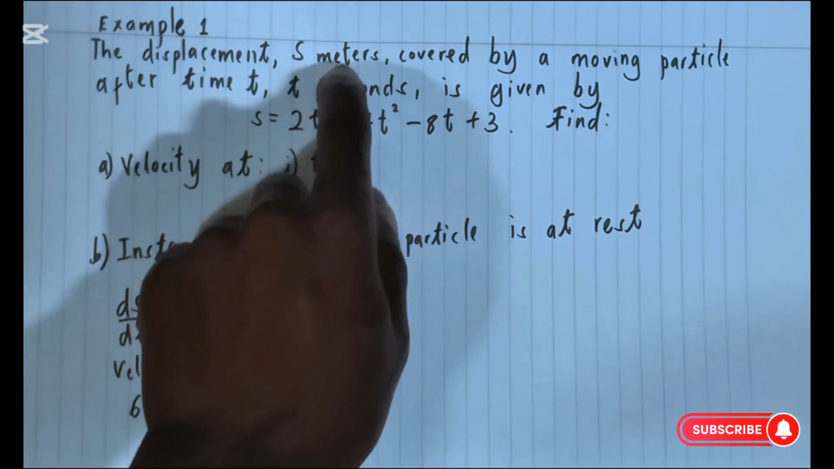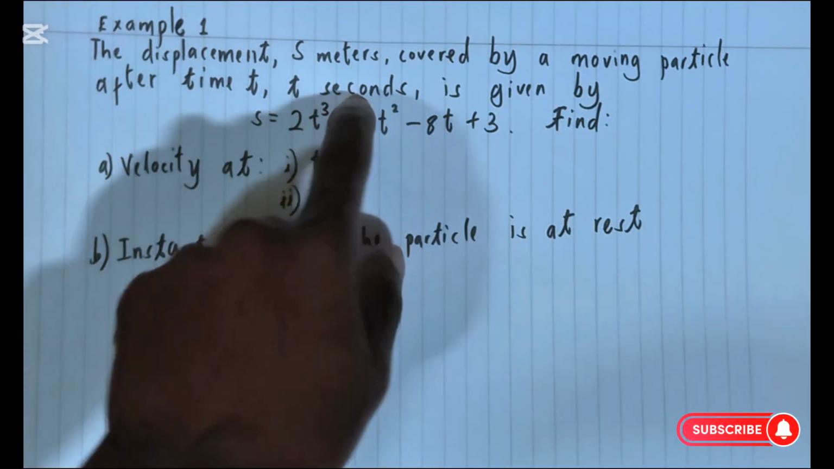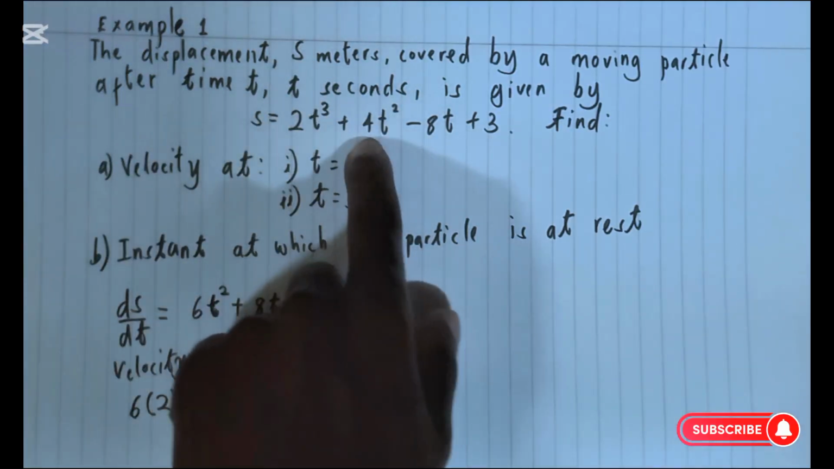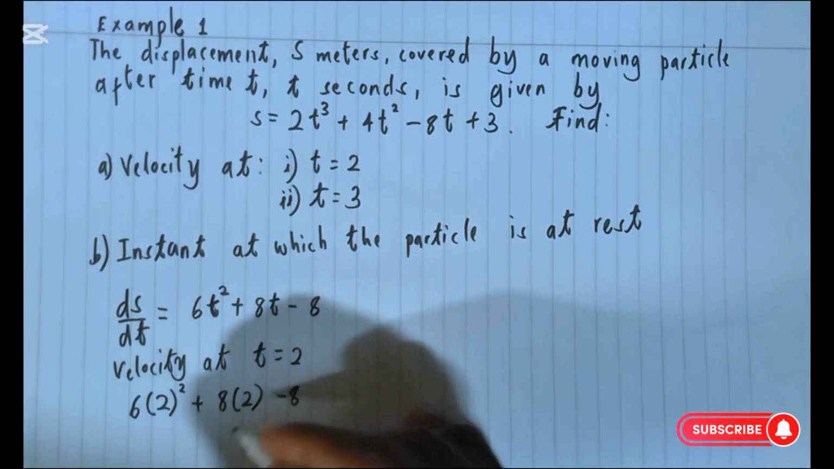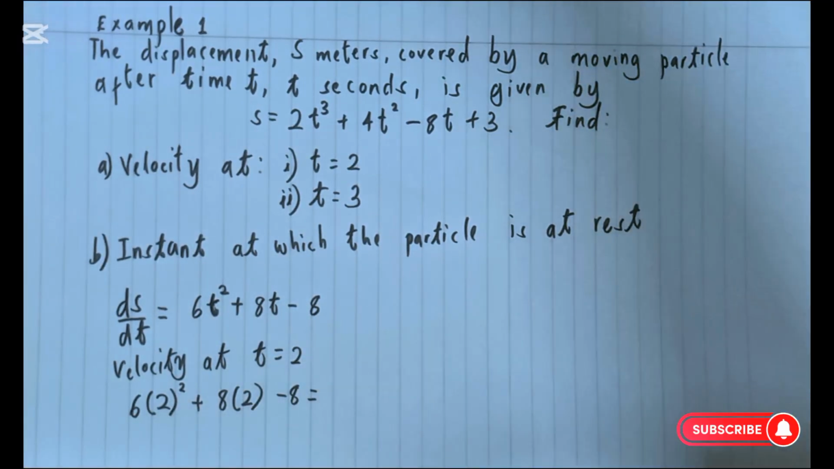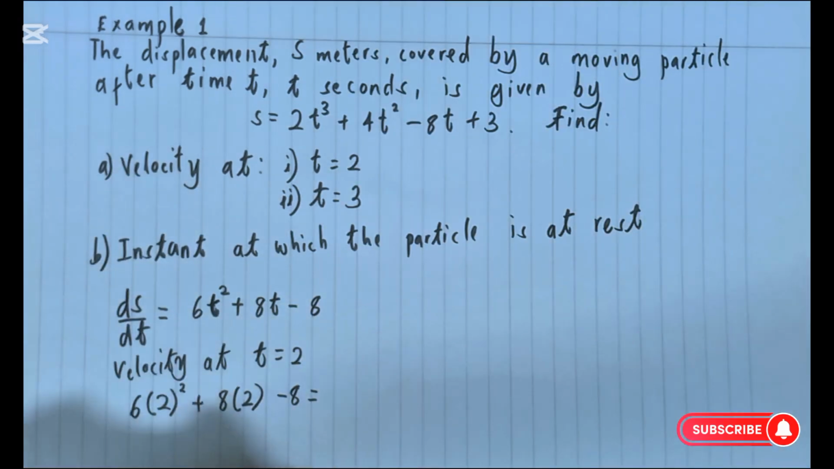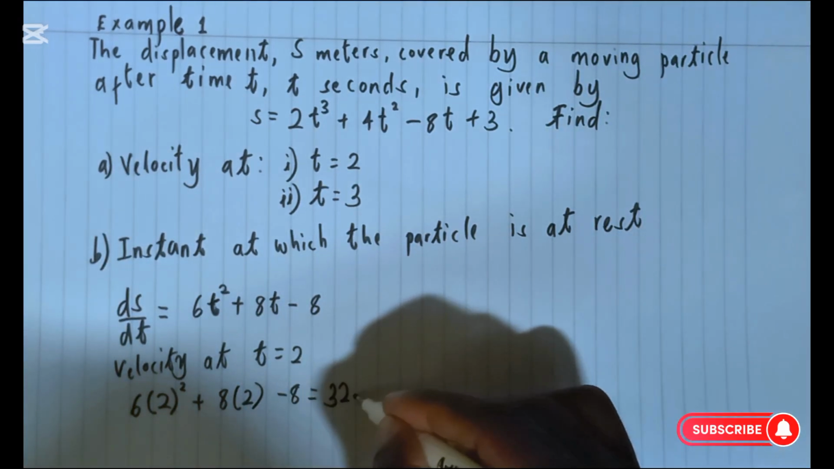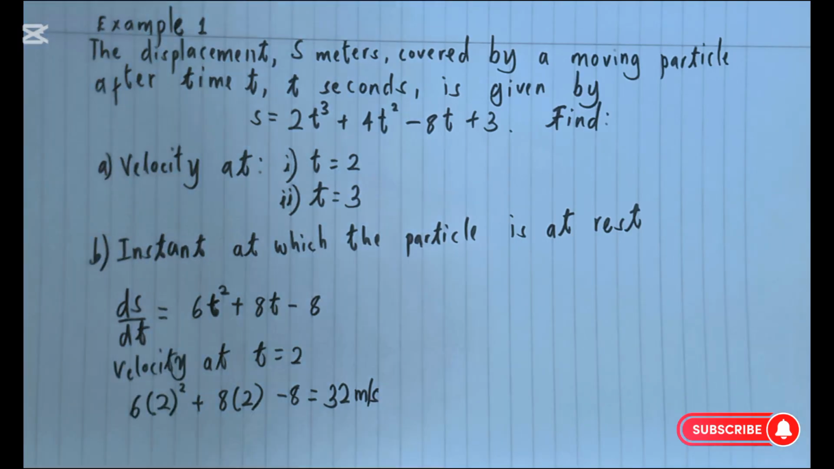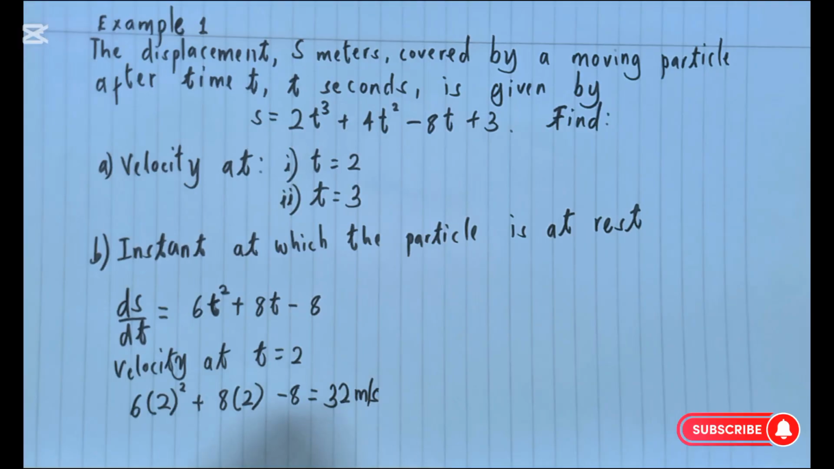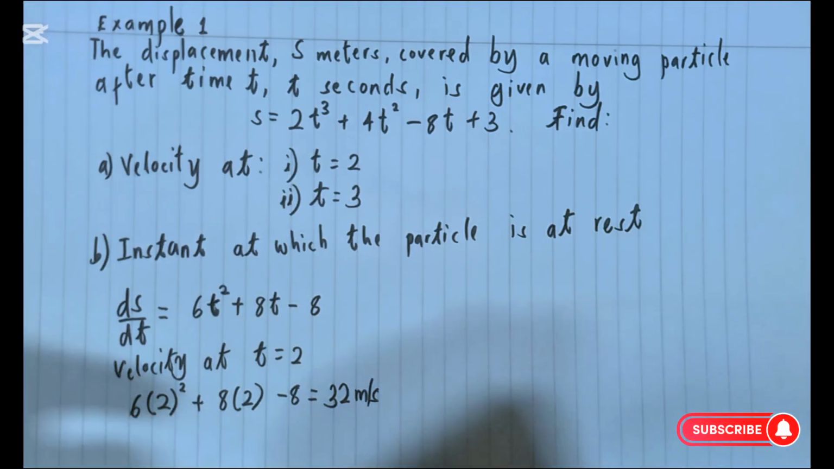Remember, the displacement was in meters, and it was with respect to time t in seconds. So in your calculator, when you do this math here, you'll find that the velocity is equal to 32 meters per second at t equals 2.